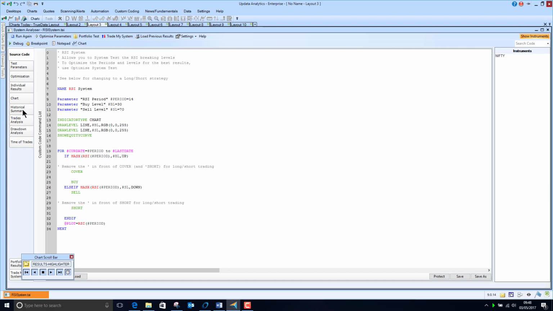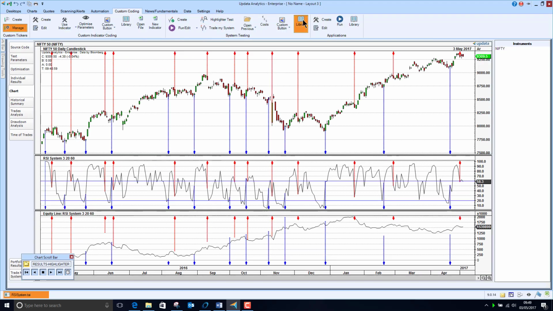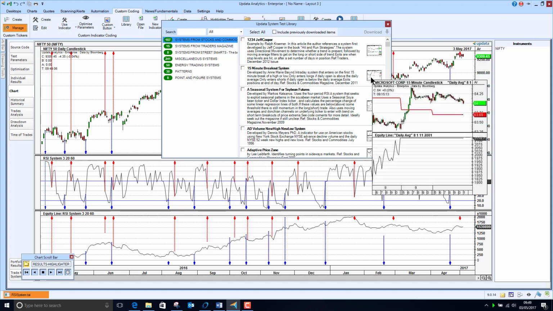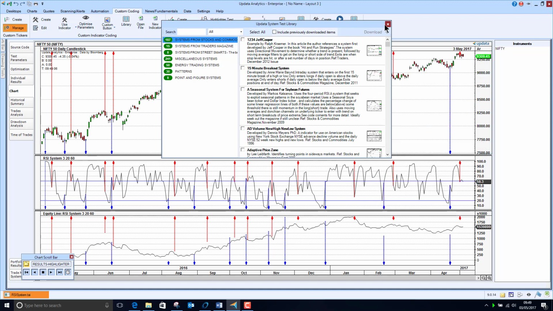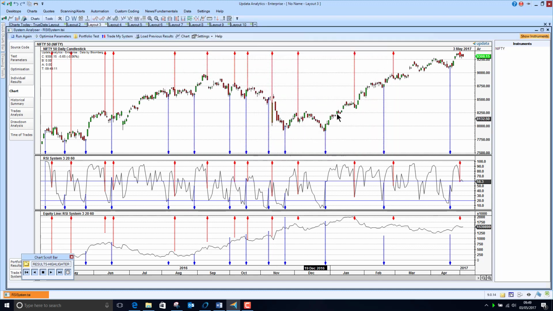There's literally over 1,000 pre-written indicators and custom codes in our libraries, and you can look at all the results for these, so you can run these straight away on the feed. So again, quite powerful for that. So here we see the equity curve from this trading system, and we optimize the levels and the period for the RSI, so you can pretty well write any trading strategy you like. So it's really powerful in that regard as well.